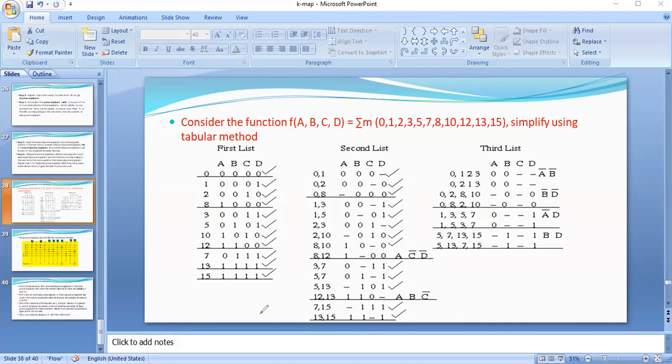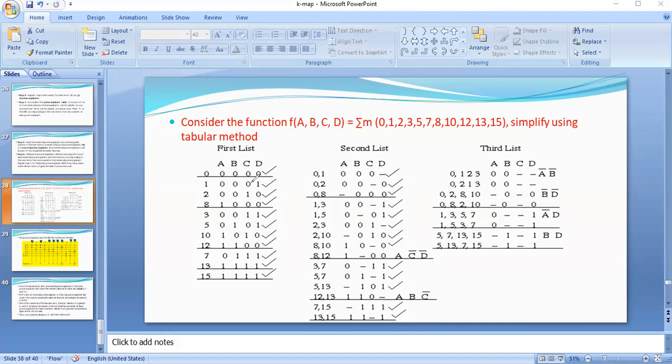In the second step, what do we have to do? We have to compare each minterm with their successive group. See here, in this group we have only one minterm, and this is the successive group. So 1, 2, 8. So you have to compare 0 with 1, 0 with 2, 0 with 8. When we compare 0 with 1, that is called a pair.